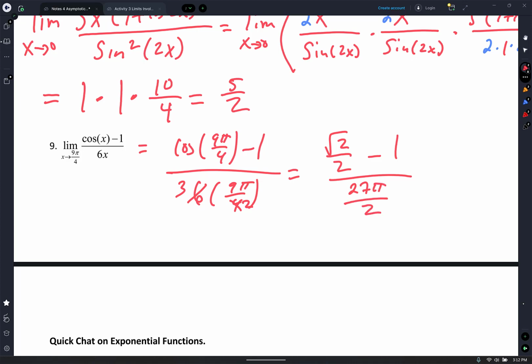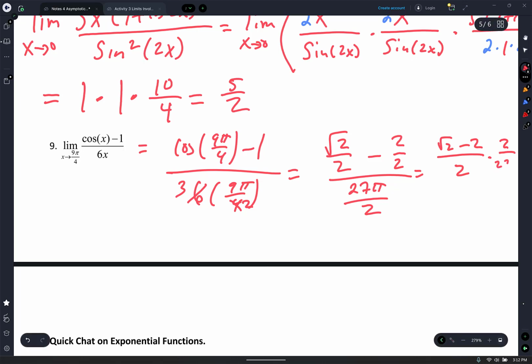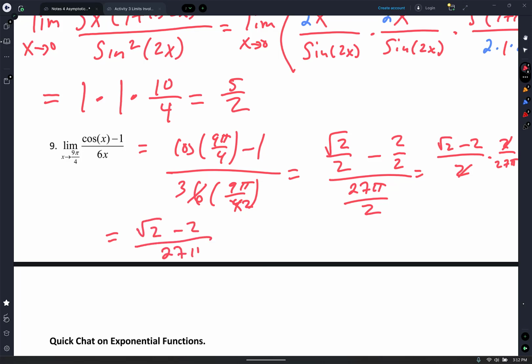I'm going to turn that 1 into 2 over 2. So I'm going to erase that. I'm going to put 2 over 2. And here's what I'm going to write. Square root of 2 minus 2 over 2 times 2 over 27 pi. The 2's cancel out. And I have square root of 2 minus 2 over 27 pi.